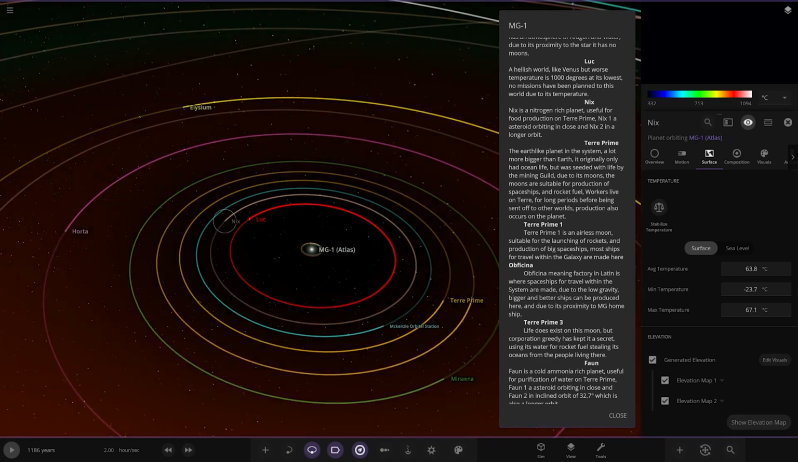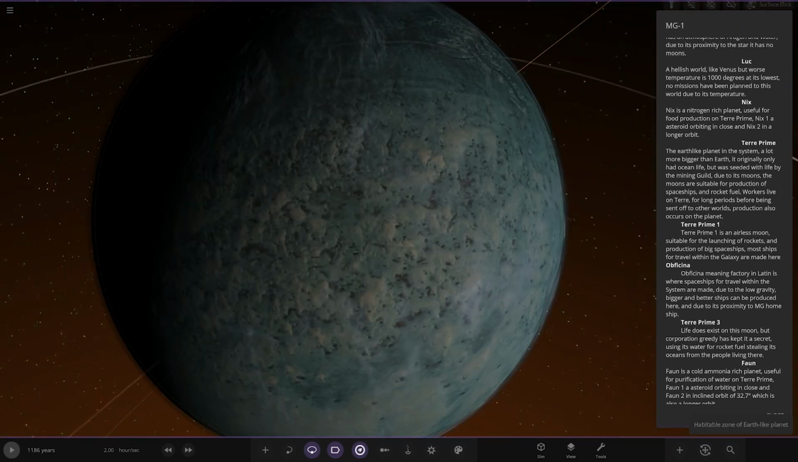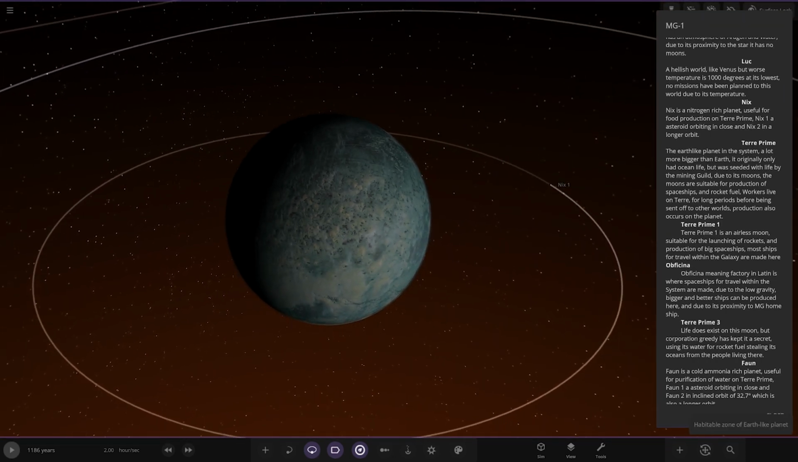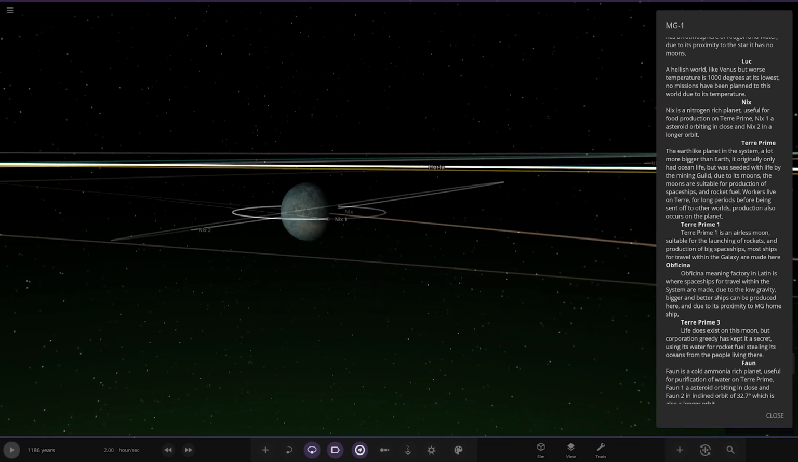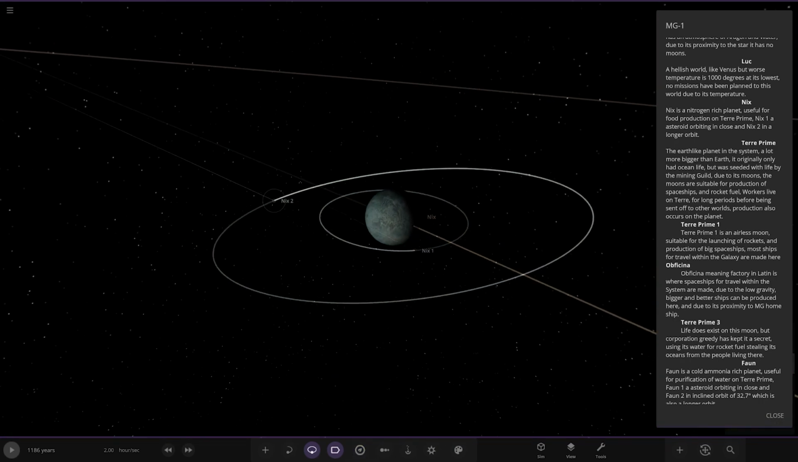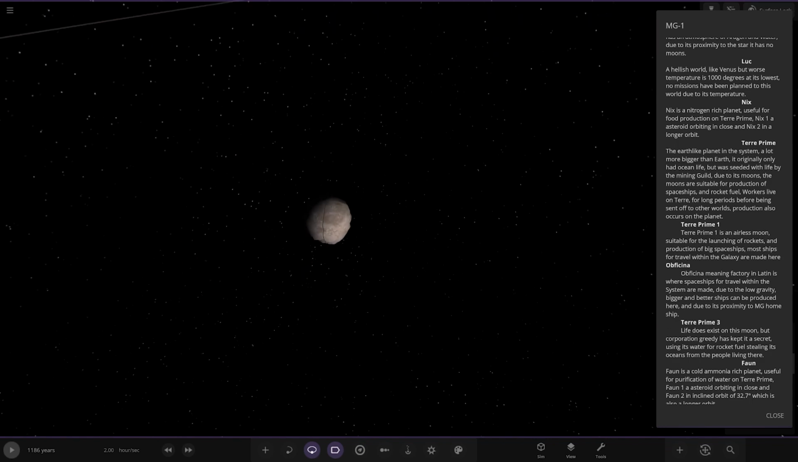Next up, we've got Nix over here. Nix is a nitrogen-rich planet, useful for food production on Terra Prime. Nix 1, an asteroid orbiting close, and Nix 2 in a longer orbit. So, there they are there. Small little guys. Looking good. Let's turn off the habitable zone. And then the second one there. Very nice indeed.